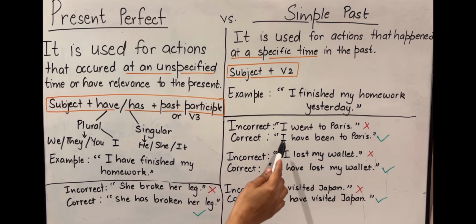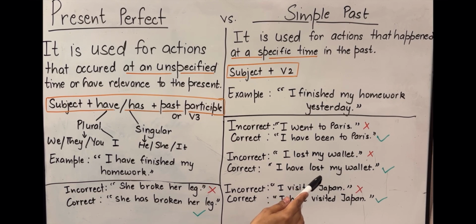The right one would be I have been to Paris. Without a time reference, it may confuse the listener about when it happened.